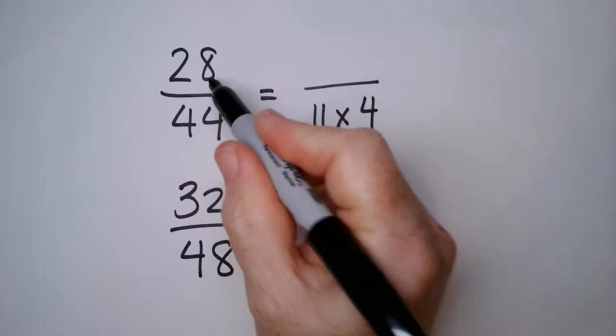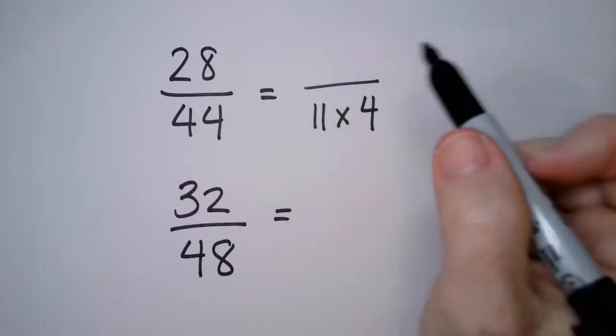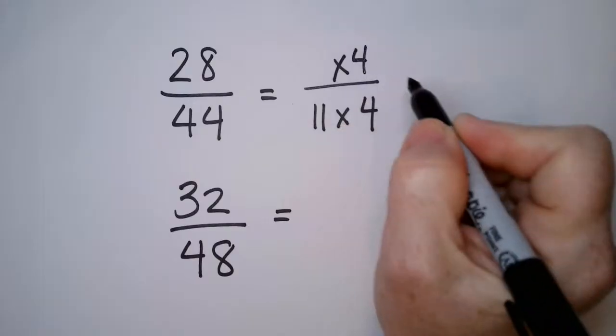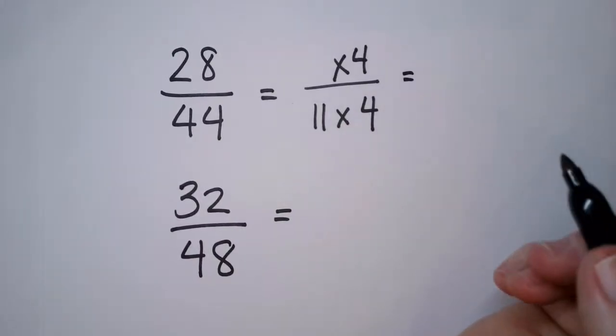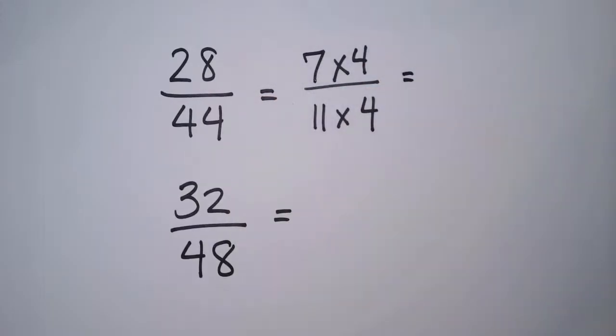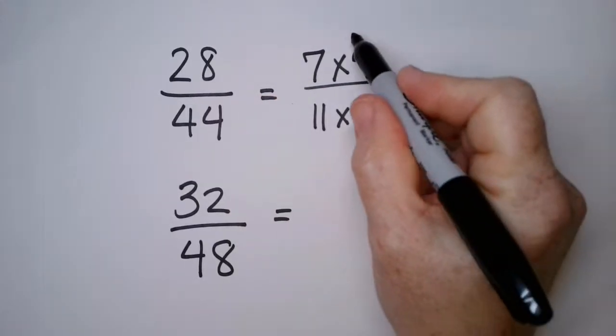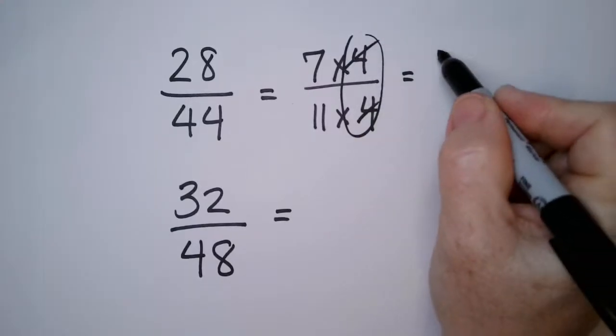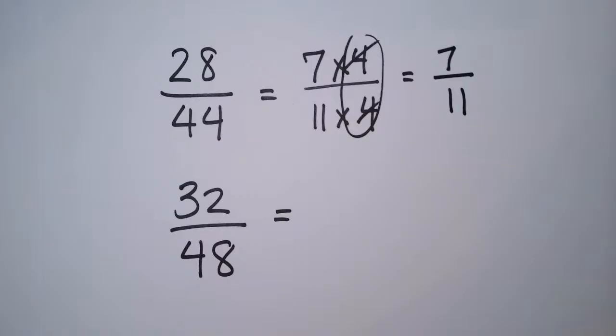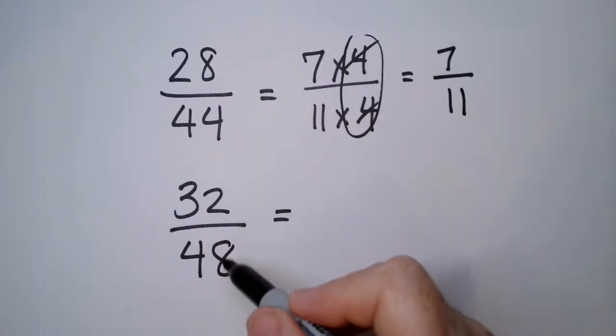How about the 28? Is the 28 anything times 4 that you recognize? How about one of those? Excellent. The 4 over 4 goes away. That goes away to 1. Not 0. Goes away to 1. 7 over 11. Good. And how do you feel about this one?